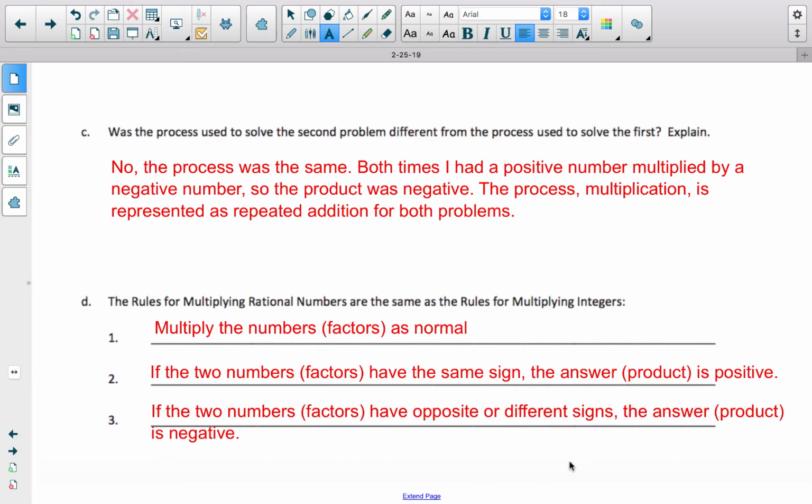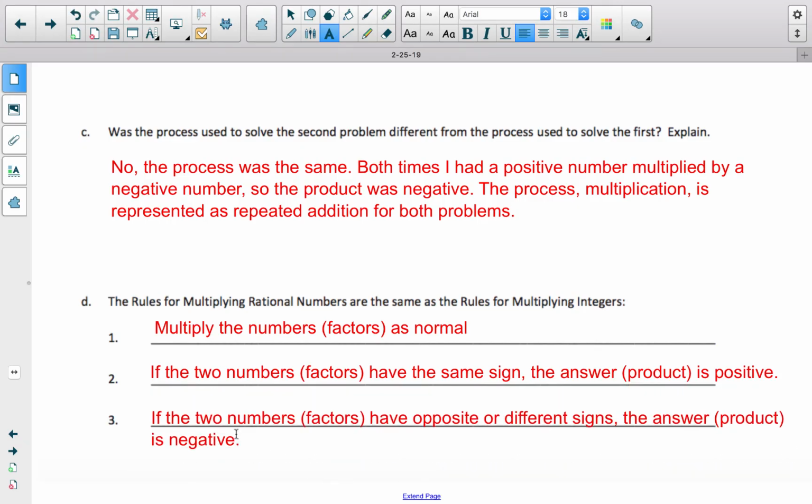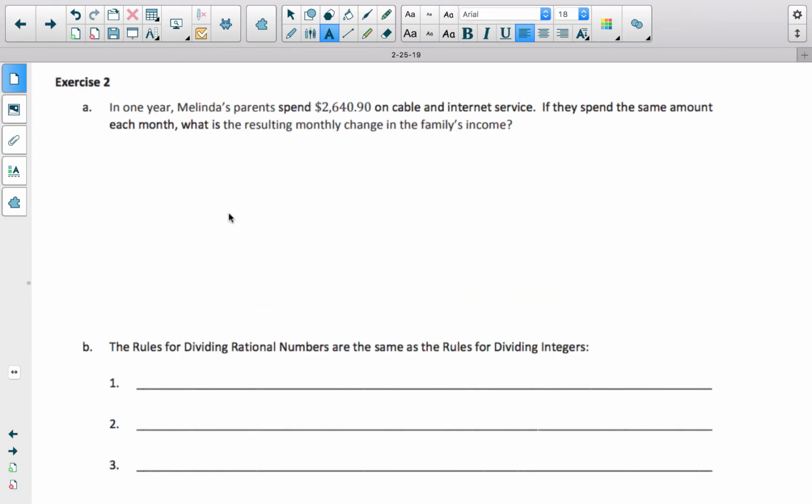All right, so the rules for multiplying rational numbers are the exact same as the rules that we reviewed when we were multiplying integers. You multiply the same, and then if the two numbers have the same sign, the product is positive. If the two numbers have different signs, the answer is negative. So that leads us forward to exercise 2. What I want you to do is read through exercise 2A, come up with an answer, and then check back and look at the video because we're going to go over the answer for A and then come up with rules for dividing rational numbers.